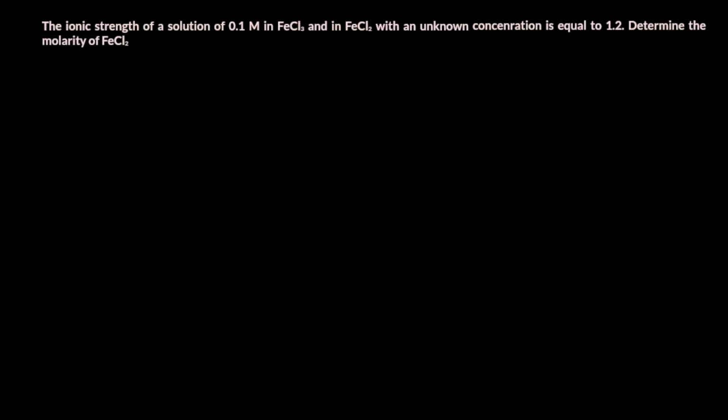Moving on to question number 4, the ionic strength of a solution of 0.1 molar in ferric 3 chloride and in ferric 2 chloride with an unknown concentration is equal to 1.2. Determine the molarity of ferric 2 chloride. So, in order for you to answer this question, the first thing that you need to do is you need to be able to write this in the ionic form. So, we are going to start with the ferric 3 chloride. So, basically, this one will be Fe3+ and your chlorine definitely Cl-.